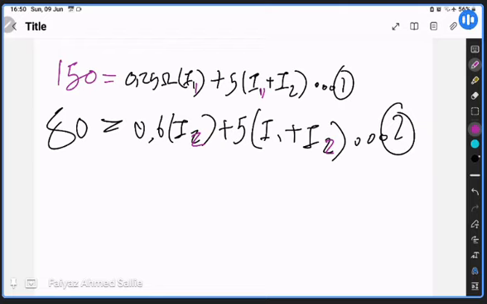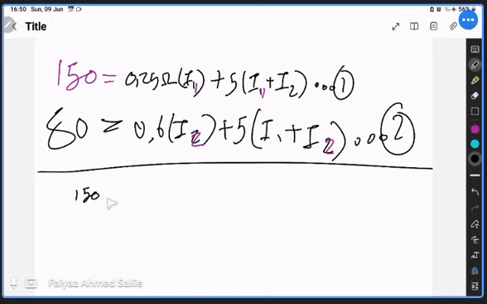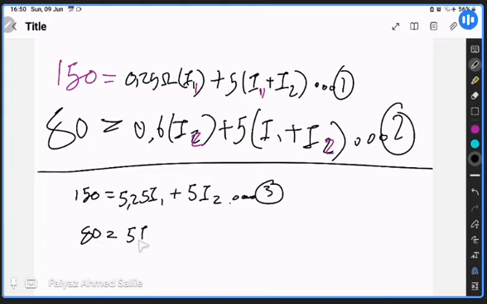So our simplified equations are going to be: 150 is equal to 5.25 I1 plus 5 I2. So now this is equation number 3. And on the other side, when we simplify, we get 80 is equal to 5 I1 plus 5.6 I2. This is going to be equation number 4. Easy peasy, right?